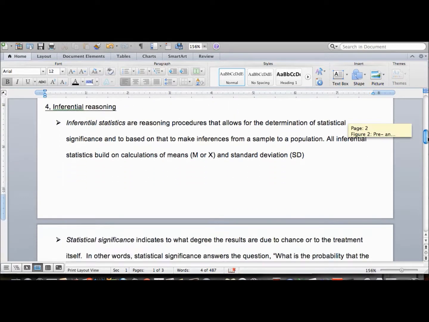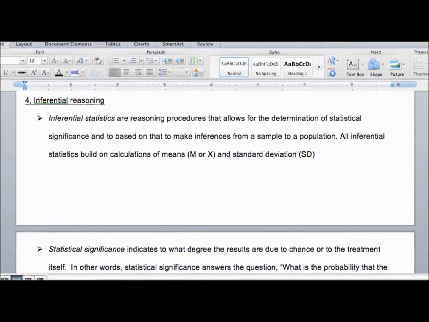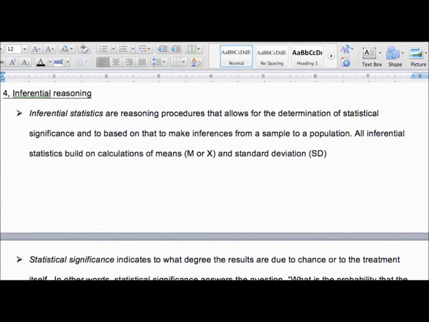And then we get to the data analysis, or what we do with the data. And inferential statistics are the kinds of statistics we use in experiments and quasi-experiments. And this is different. As you remember, the descriptive statistics gave us a mean and a standard deviation. And these two calculations are the basis for any other statistics we'll do inferentially. Inferential statistics allow us to make inferences. They allow us to determine what we call statistical significance, which we'll talk about in a minute, and then based on that to make inferences from the sample to the population.